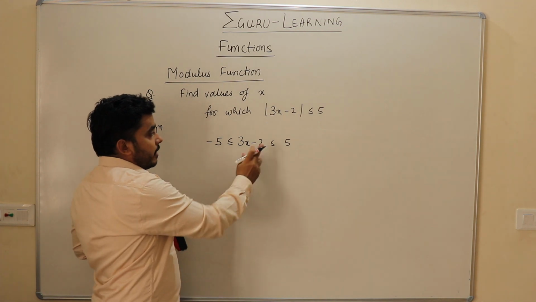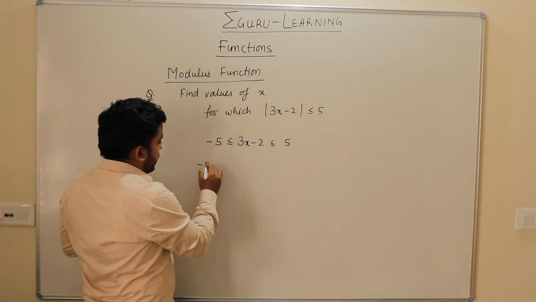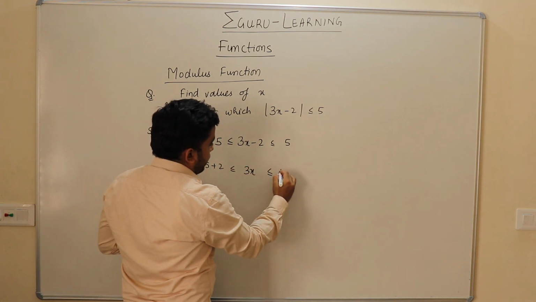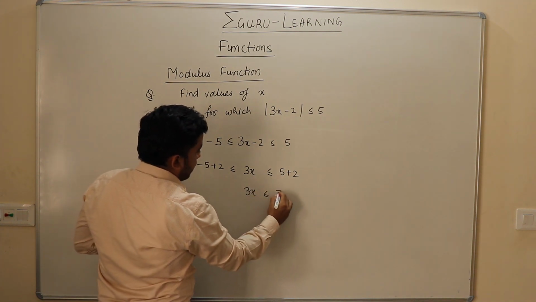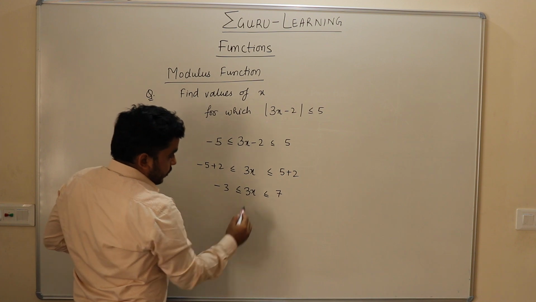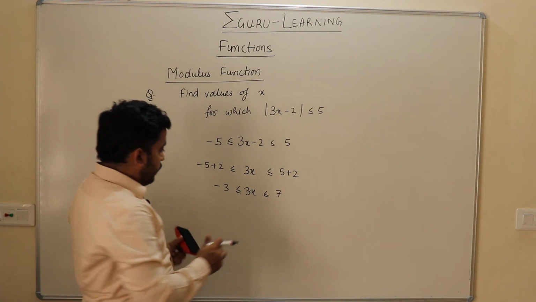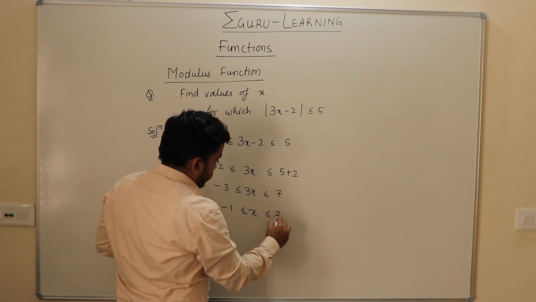Then adding plus 2 to all the sides, this would become minus 5 plus 2, then 3x, and then 5 plus 2. Hence 3x lies between minus 3 and 7. So let's divide the whole inequality by 3. We will get minus 1 to 7 by 3.